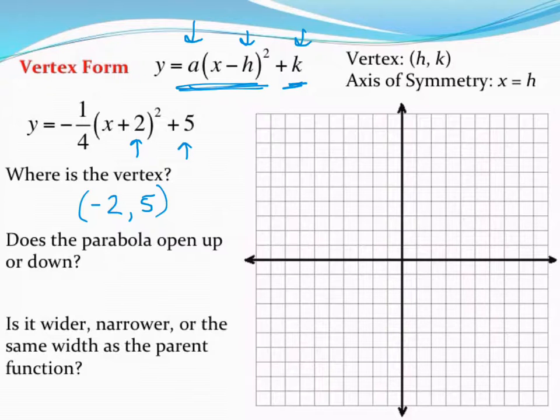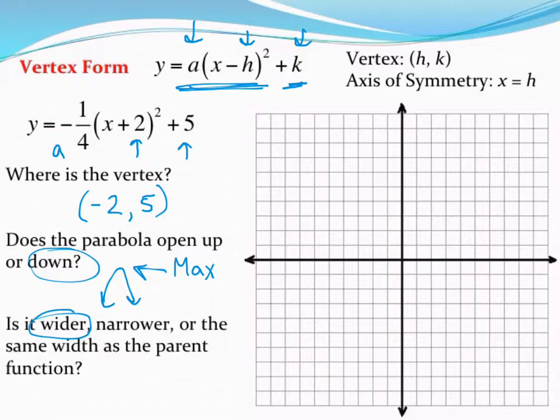I know that this parabola is opening downwards because my A value was negative. If A is negative, it's going to open downwards. If A is positive, it'll open upwards. Because this parabola does open downwards, I can see that it's going to have a maximum value, so 5 would be the maximum of this parabola. And finally, I'm going to make a note about whether the parabola is wider, narrower, or the same width as the parent function. Again, I'm going to look at the A value to do that. If the A value is less than 1, that is going to make the parabola wider than the parent function. If the A value is bigger than 1, it'll make it narrower, and if the A value is 1, that's just the same width.